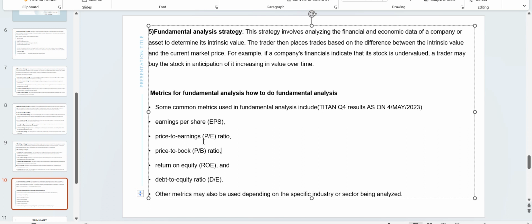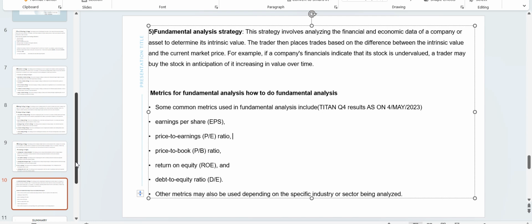As I am not into investments or fundamental analysis, I can't explain these metrics in detail. But one thing I want to tell you: if you are a fundamental analysis strategist and you know all these metrics, and you know that Titan Q4 results come on 4th May 2023, you look at these metrics and apply the appropriate strategy to take profits. That is what you have to do, because you need to equip yourself with the information present in the world about the markets. That is very essential in my view.